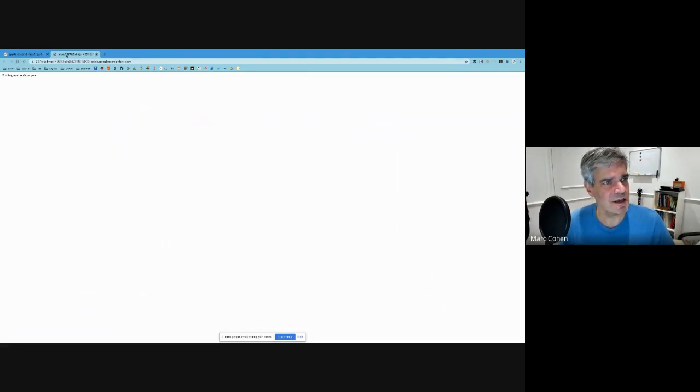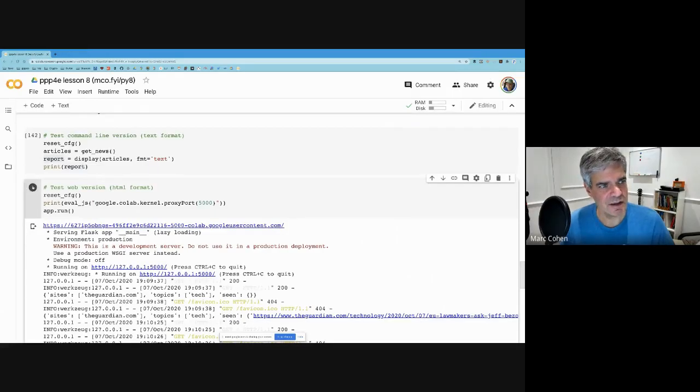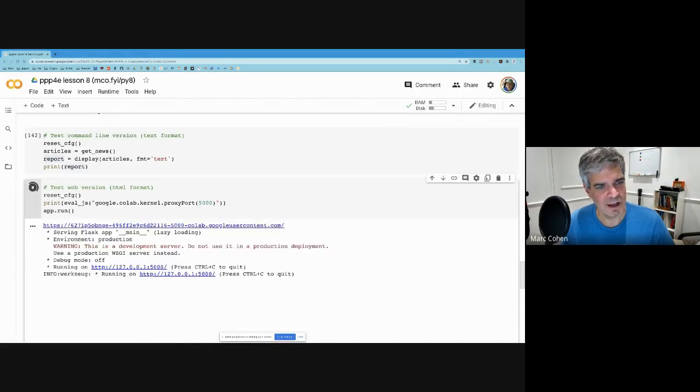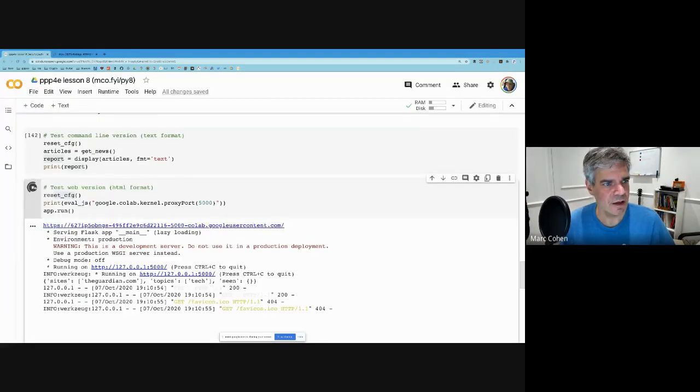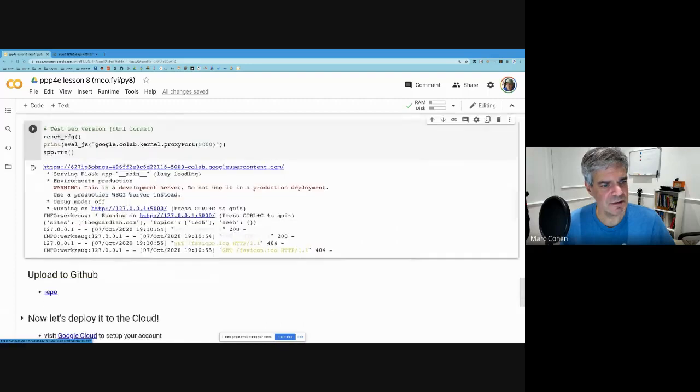If I wanted to reset things, I could just stop this cell and rerun it. And that, of course, has this reset config line, which is going to reload the default configuration. And now if I visit that site again, I get every story that's out there right now. That's because when it reset the config, it reset all of the memory of which stories it's already seen. So hopefully that makes sense to you.